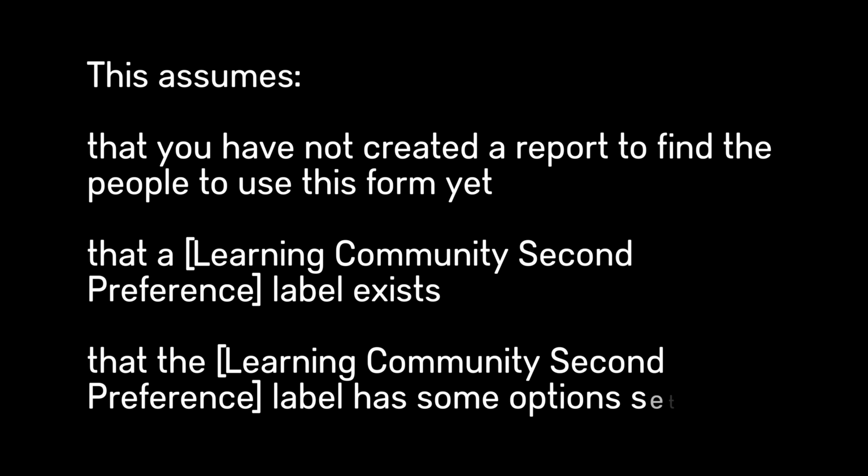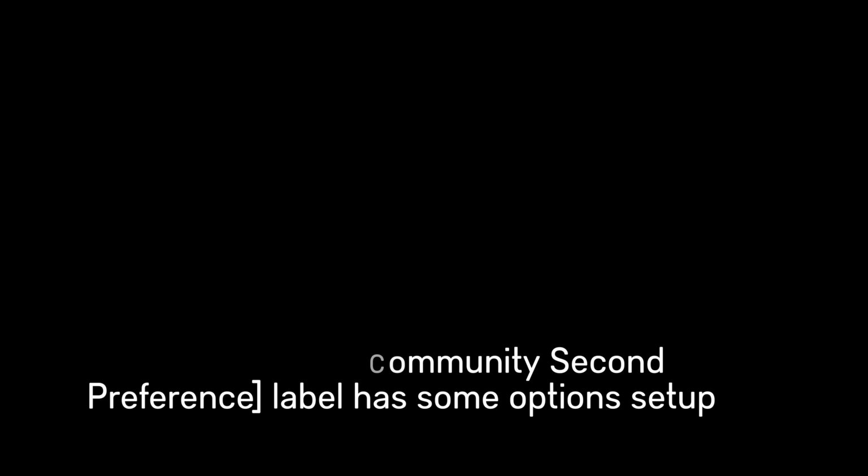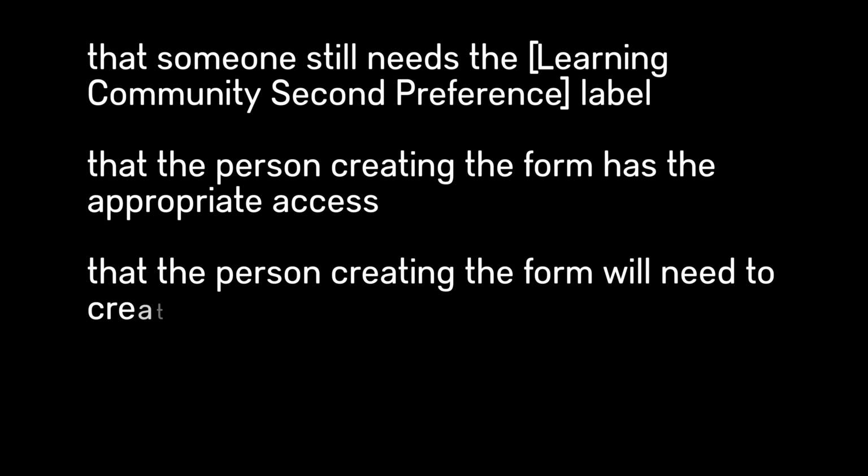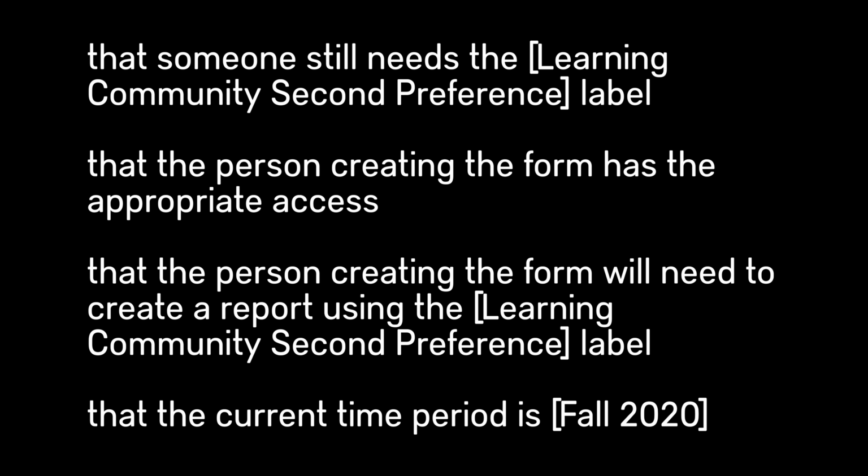This assumes that you have not created a report to find the people to use this form yet, that a learning community second preference label exists, that the label has some options set up, that someone still needs the label, that the person creating the form has the appropriate access, that the person creating the form will need to create a report using the label, that the current time period is fall of 2020.